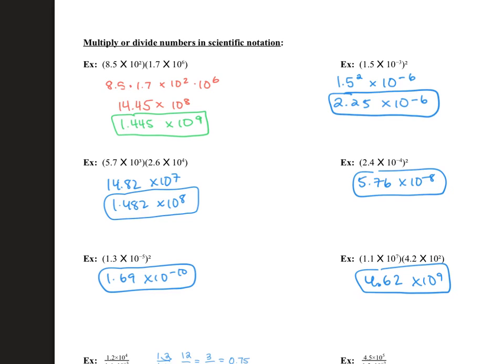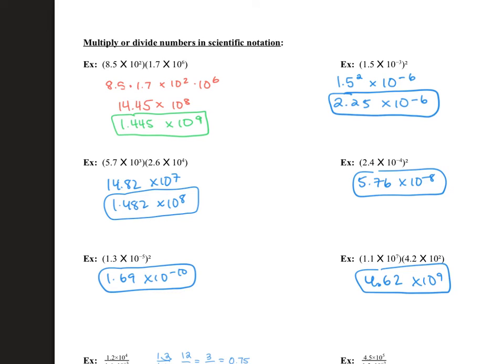So on this first one, I multiplied 5.7 by 2.6 to get 14.82, and then 10 to the third times 10 to the fourth is 10 to the seventh. But there's 2 digits before the decimal place, so I need to pull the decimal back 1 spot, which is causing it to get 1 step farther away from its destination. So that's why the exponent's going to go from 7 to 8.